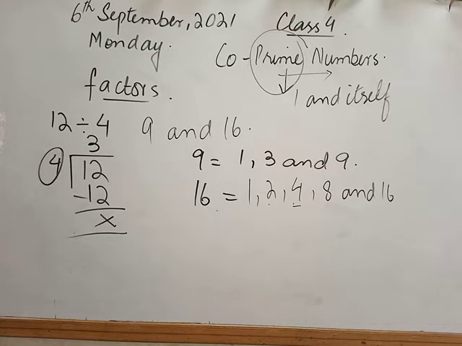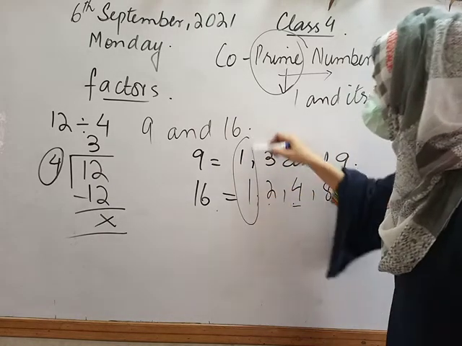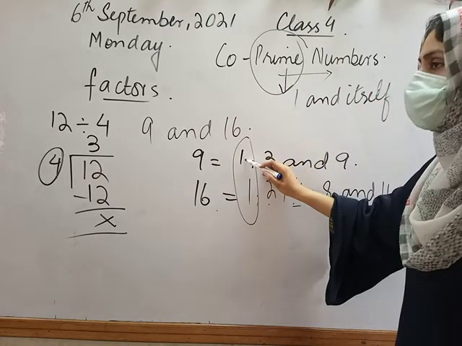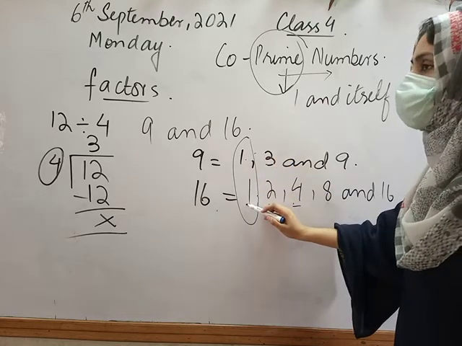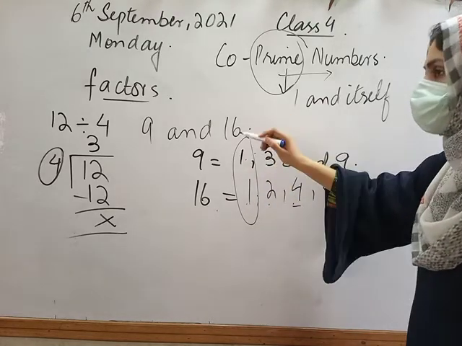And we have 9. For 9 we have 3 factors. So for co-prime numbers we will extract the common numbers in between the two. Okay, what will we do? Extract the common numbers. I will circle the numbers which are common. First of all, 1 is in this number and 1 is also in this number. So I will circle it.